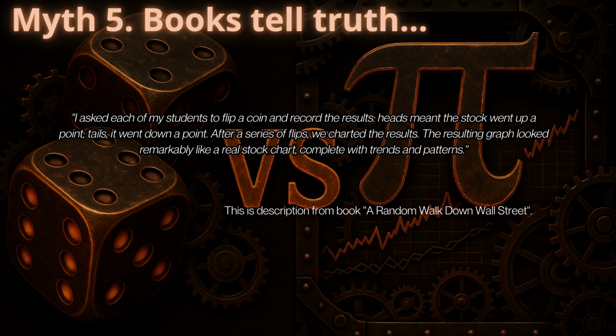He writes, "I asked each of my students to flip a coin and record the results. Heads meant the stock went up a point. Tails, it went down a point. After a series of flips, we charted the results. The resulting graph looked remarkably like a real stock chart, complete with trends and patterns." He presents this as proof that what you see on a chart can emerge from pure randomness, and maybe that sounds convincing. But on the next slide, I hope to show you why this interpretation is a dangerous oversimplification.